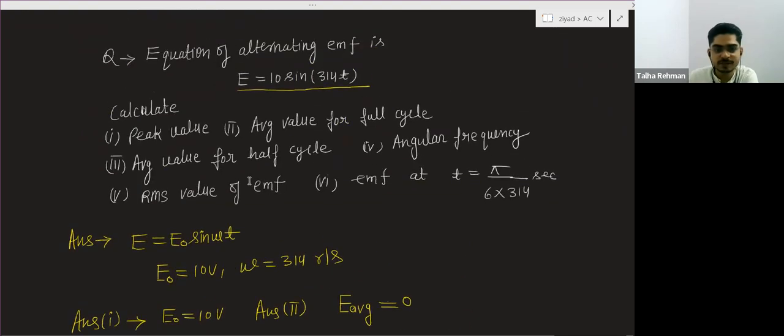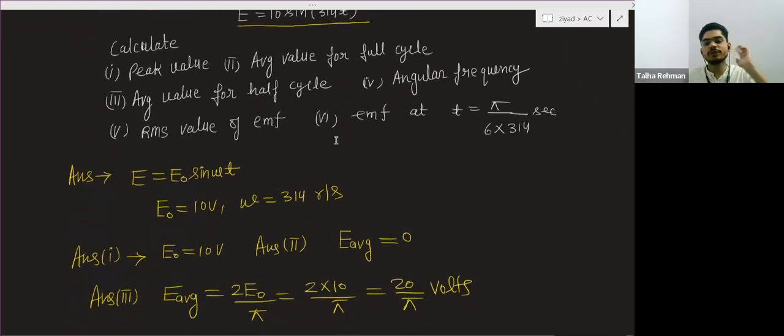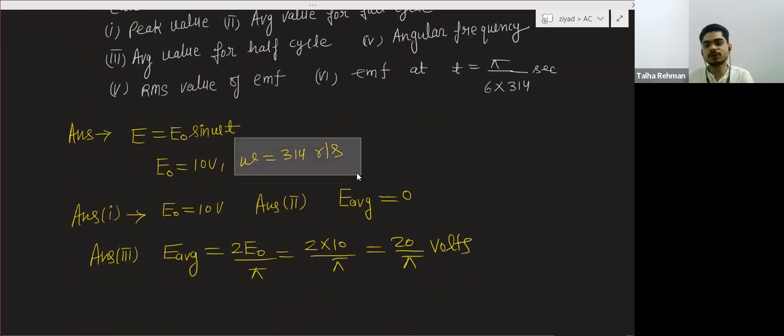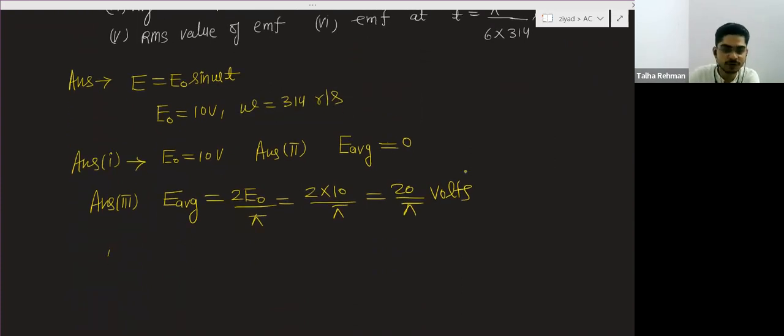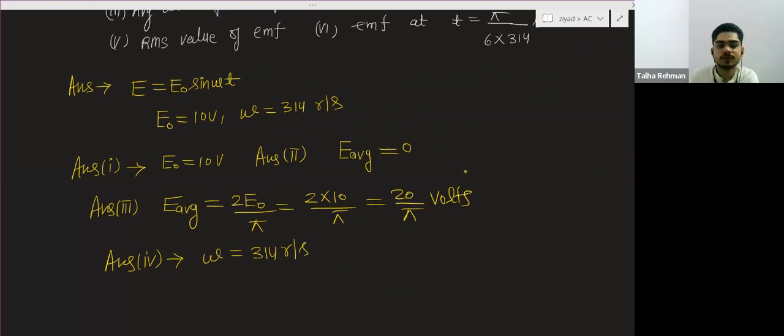After that, they are asking what is angular frequency. We have already calculated angle. This is also known as the angular frequency. Angular velocity is also known as angular frequency. Answer fourth: angular frequency omega is equal to 314 radian per second.